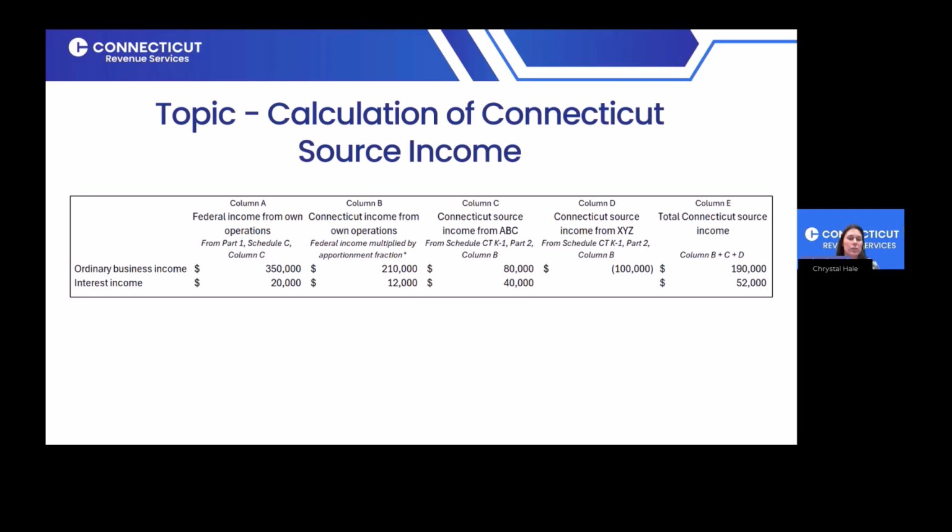Now I have a little asterisk here because we are applying the apportionment fraction to these items of income. Not all items of income are subject to the apportionment fraction. So please, if you have any questions, you may revisit the form for the composite return, which will give you some additional details. All right, so back to the calculation of Connecticut source income.